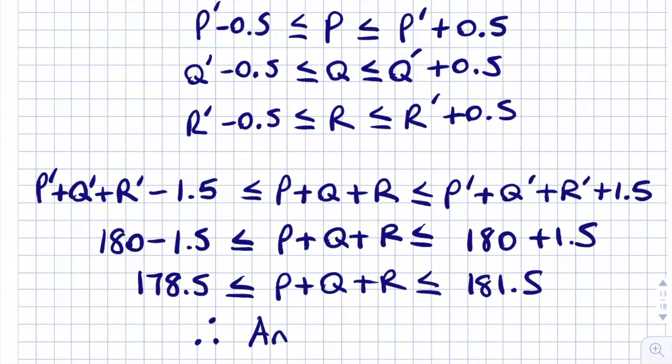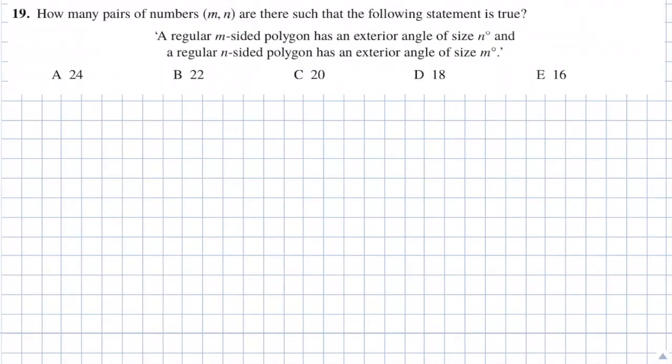Therefore, answer equals A. Question 19. How many pairs of numbers m, n are there such that the following statement is true? A regular m-sided polygon has an exterior angle of size n, and a regular n-sided polygon has an exterior angle of size m. We've got answers as A is 24, B is 22, C is 20, D is 18, and E is 16.